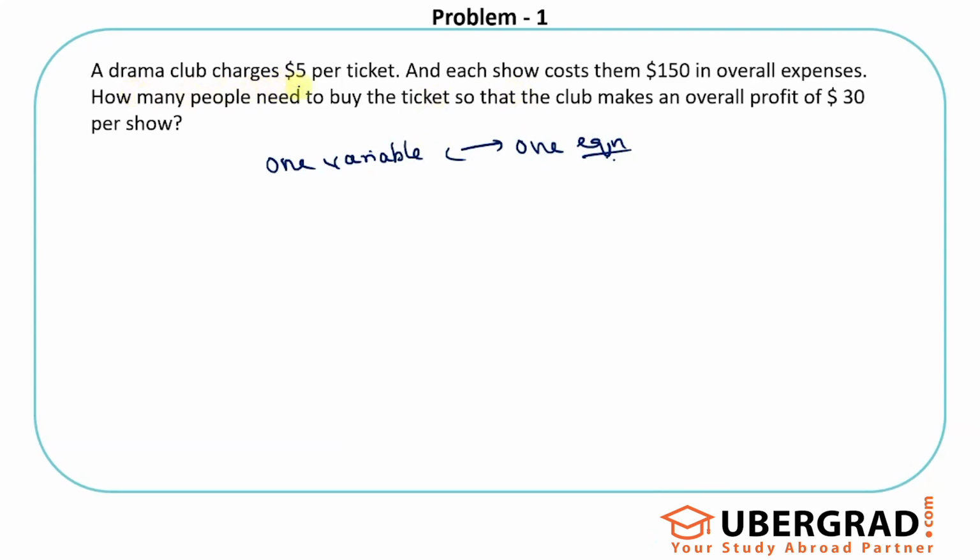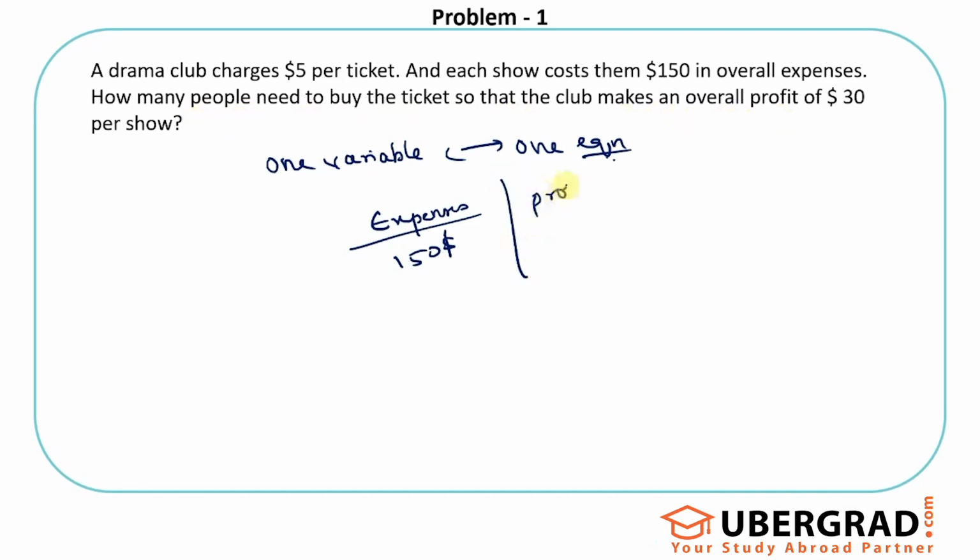So a drama club charges $5 per ticket, and each show costs $150 in overall expenses. So the overall expenses are $150 and they charge $5 per ticket. How many people need to buy a ticket so that the club makes an overall profit of $30 per show?